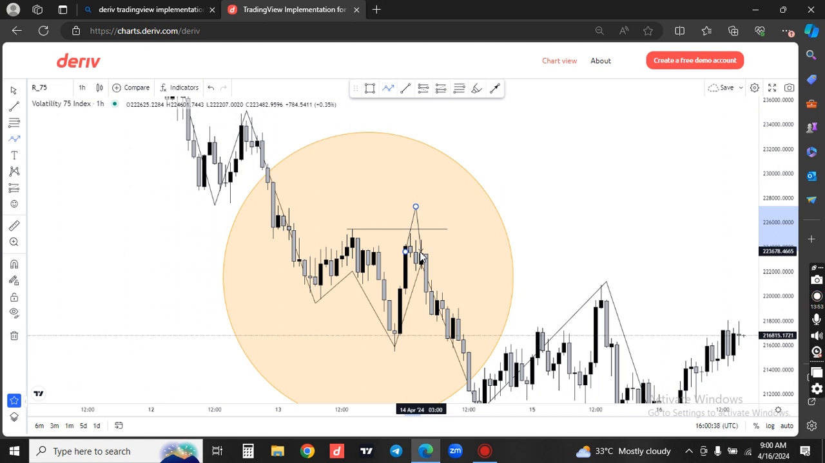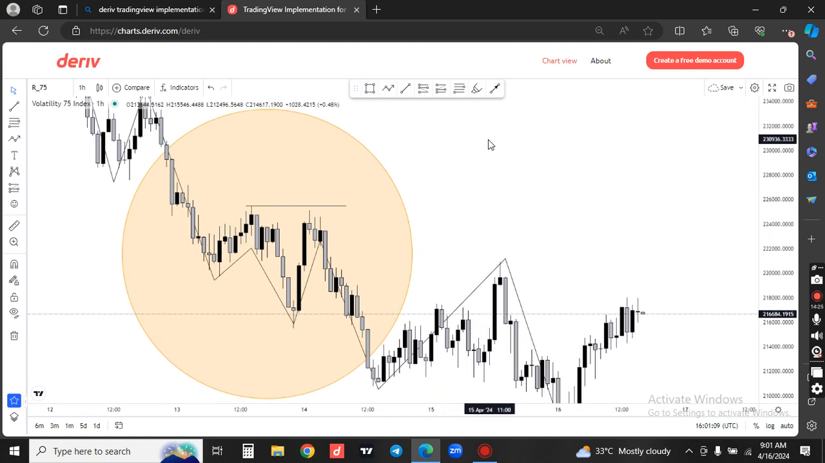In a scenario where it did not break with a body but with a wick, let's imagine the first candle that formed here broke with a wick, whereas the body did not break that very high. And the subsequent candle did not break that very place either. We know that that break of structure is invalid.